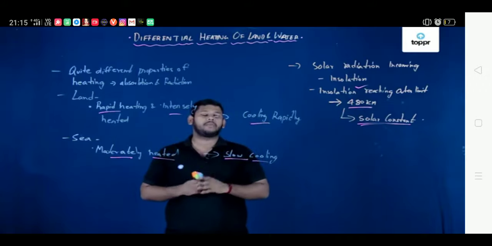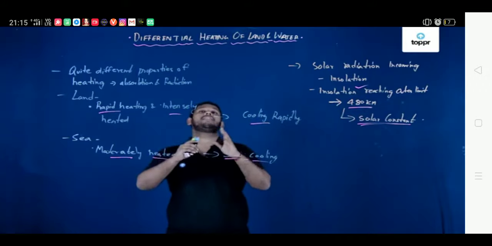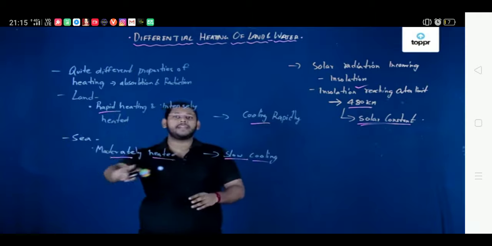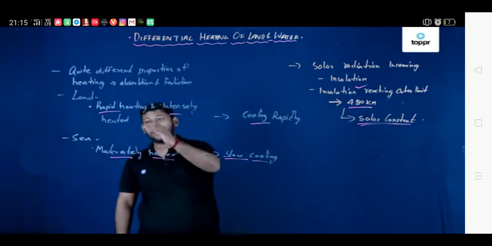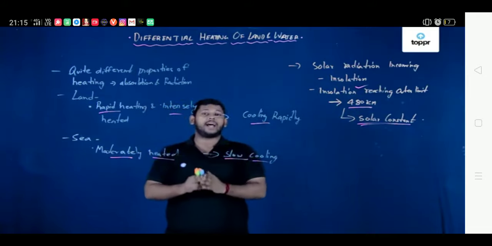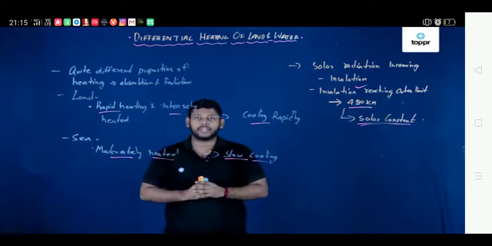With that, we come to the end of this lesson, where we have learned the difference between absorption and radiation. We have also compared land and sea and checked their absorption and radiation properties.